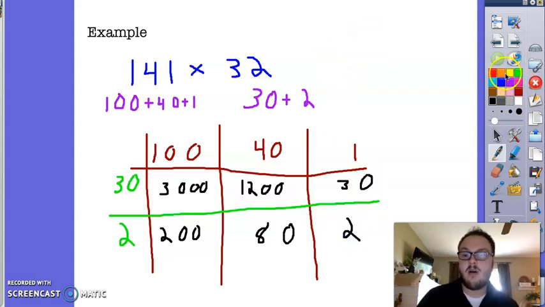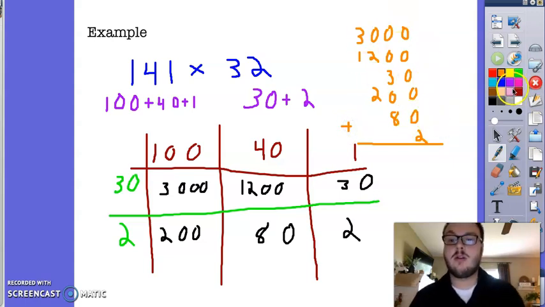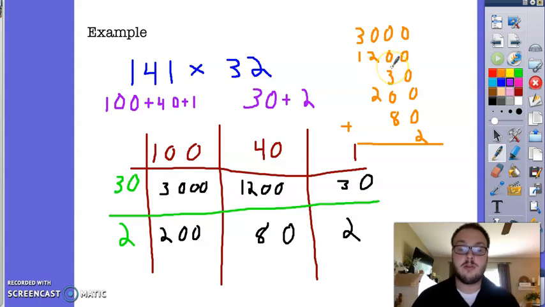Now I add all of these together. So I have 3,000 plus 1,200 plus 30 plus 200 plus 80 plus 2. And see, it's getting a little bigger and a little harder. But what's really important to remember is to keep all your place values lined up.